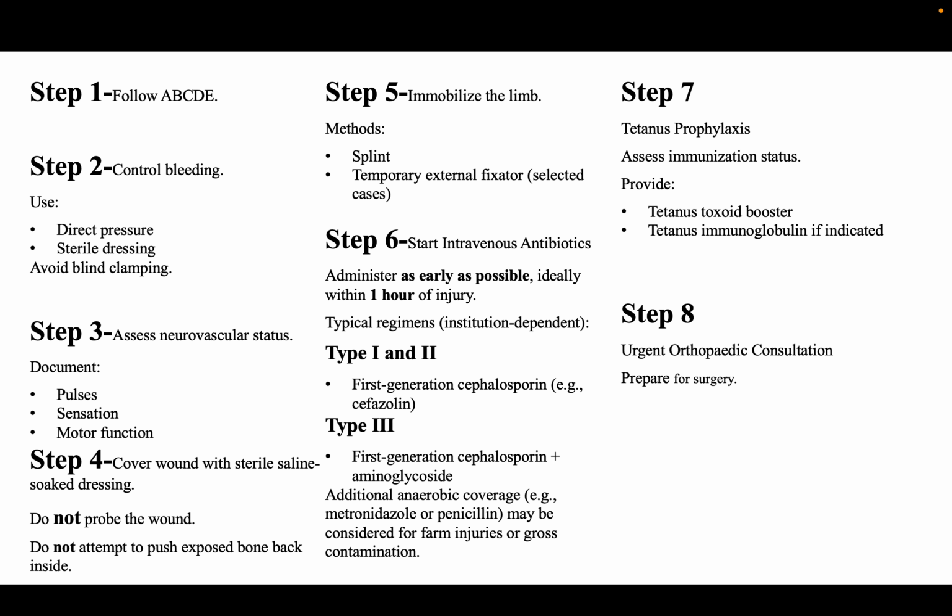Start IV antibiotics, administered as early as possible, ideally within 1 hour of injury. In type 1 and type 2 wounds, a first generation cephalosporin, cefazolin, is given. In type 3 wounds, a first generation cephalosporin plus aminoglycosides. Additional anaerobic coverage may be considered for farm injury or gross contamination. Then you give tetanus prophylaxis and urgent orthopedic consultation.